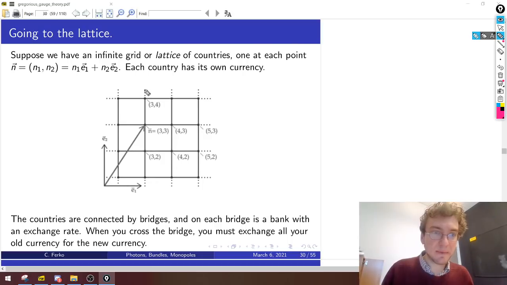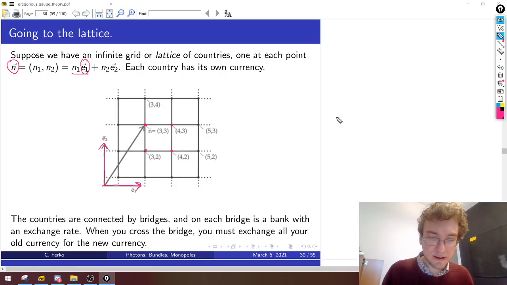When I say lattice, I mean at each integer valued point in the plane, so like 3, 3, 3, 2, 4, 2, at each point in the plane with integer valued x and y coordinates, we're going to put a country. And I'm just going to talk about a vector n, which has some n1, which is the distance along the x direction, and I introduce this unit vector e1, so this is just the vector pointing to the right, and e2 is the vector which is pointing up. So I have a lattice, one country at each of these points.